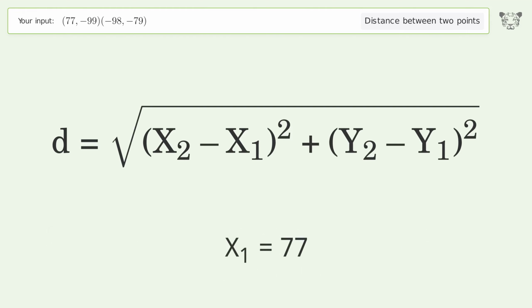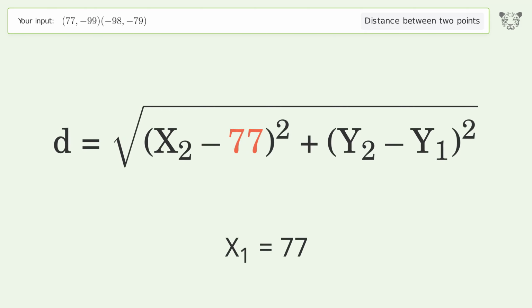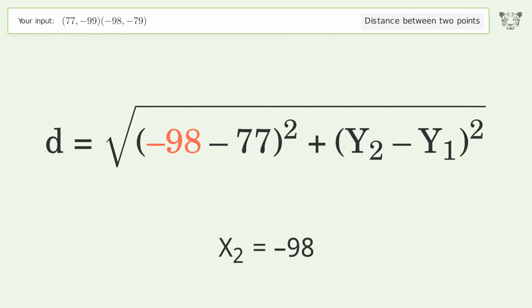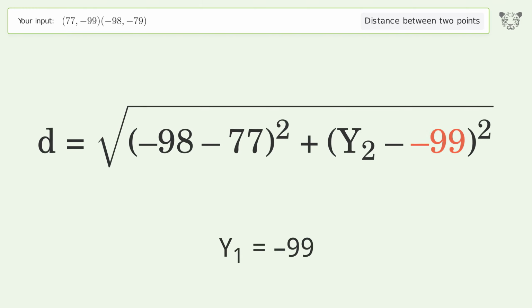x1 equals 77. x2 equals -98. y1 equals -99. y2 equals -79.